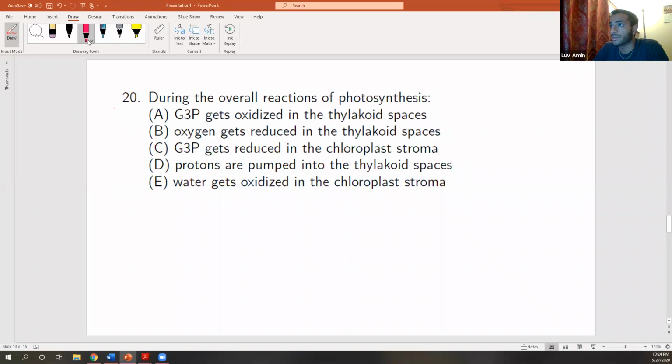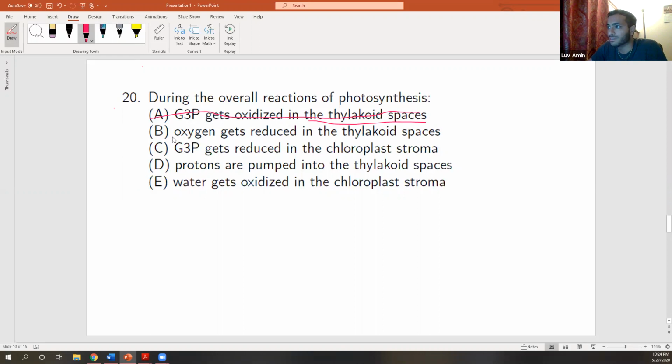All right, so here we're talking about photosynthesis. During the overall reactions of photosynthesis, what goes on? So let's go through each one. A, G3P gets oxidized in the thylakoid membrane, or spaces. G3P doesn't even come into play until the Calvin cycle. So let's take that out, right? And plus, if anything, it's in the stroma.